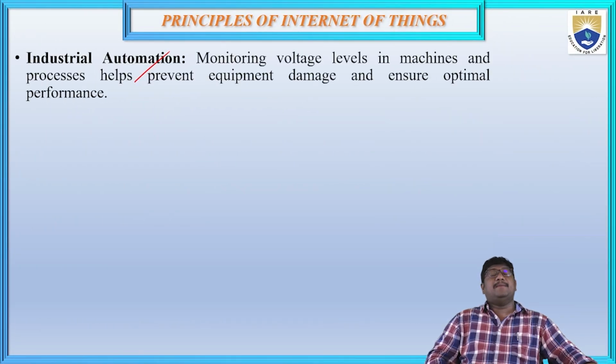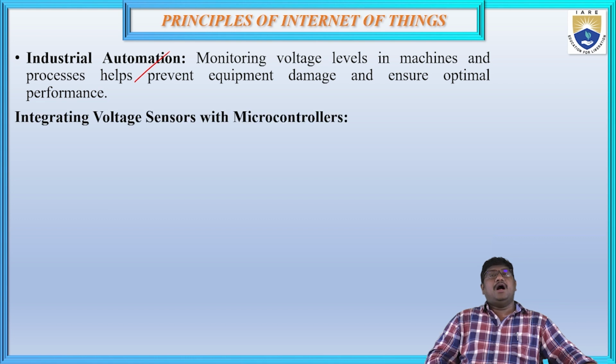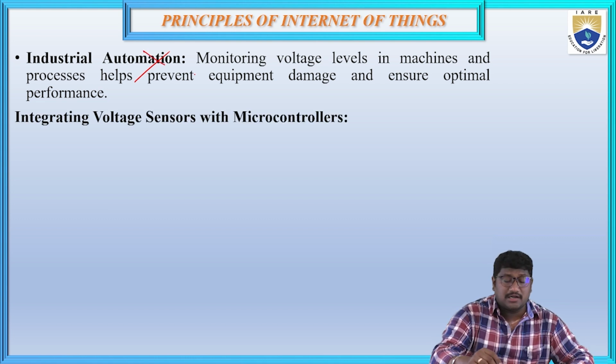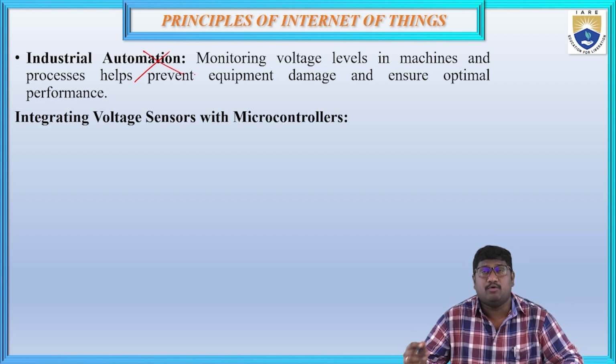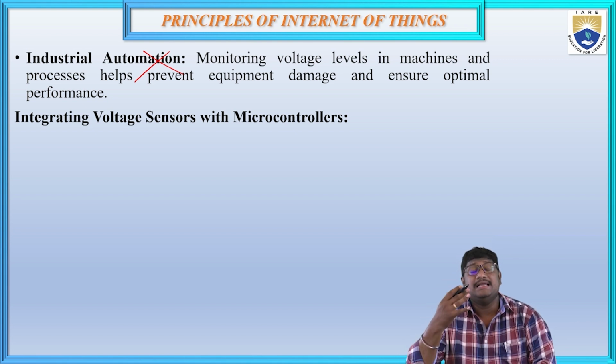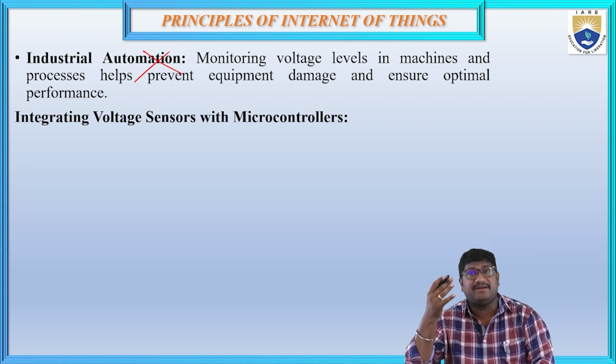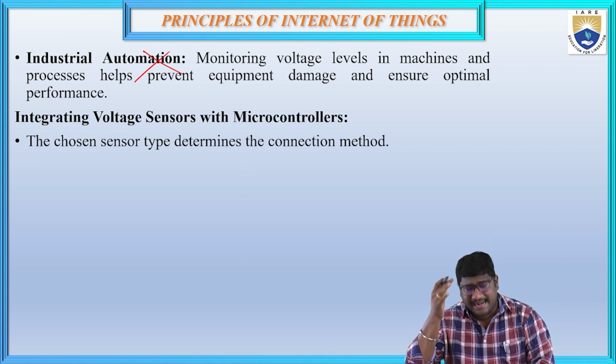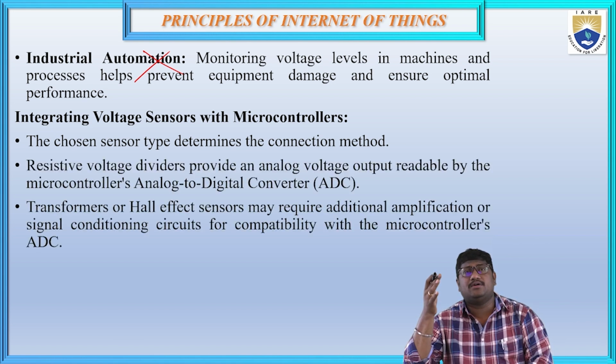And coming to the fourth application, which is industrial automation. In this industrial automation, we are going to monitor the voltage levels in machinery, and also we are going to process it, which means we are going to help prevent equipment damage, and also we ensure optimal performance. And how has this voltage sensor to be integrated into your microcontrollers?